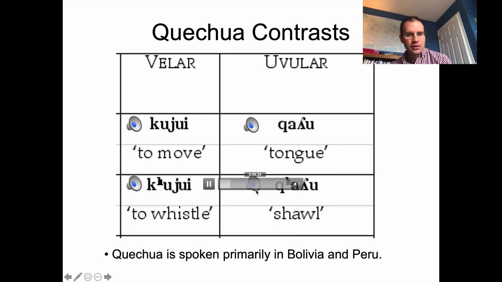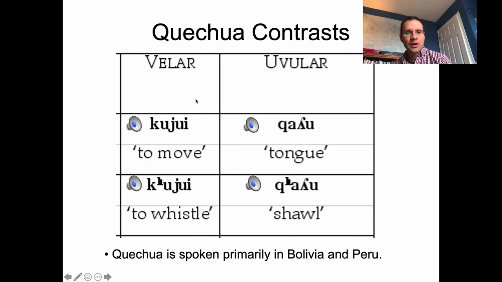Yeah, that's a little tricky, but one thing that's fun about this as well is that it's easy to hear this aspirated versus unaspirated distinction. That comes through nice. And clear. And if you listen to this enough, I think you should be able to start to hear the distinction between the velars and uvulars as well.